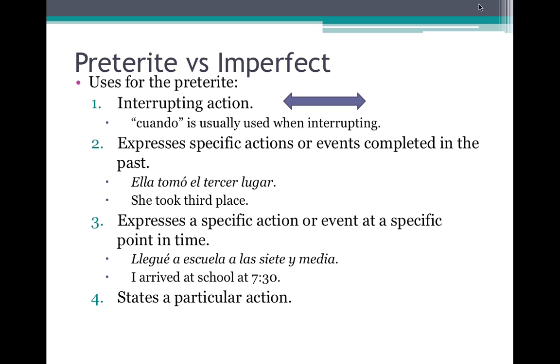And the last use of the preterite is stating a particular action, very similar to number 2, and they kind of get wishy-washy back and forth. The action in number 4 is maybe a little bit different from events in number 2, so you can keep them separate that way. Me falling down, there's another example. You're alluding to the fact you just fell down one time.